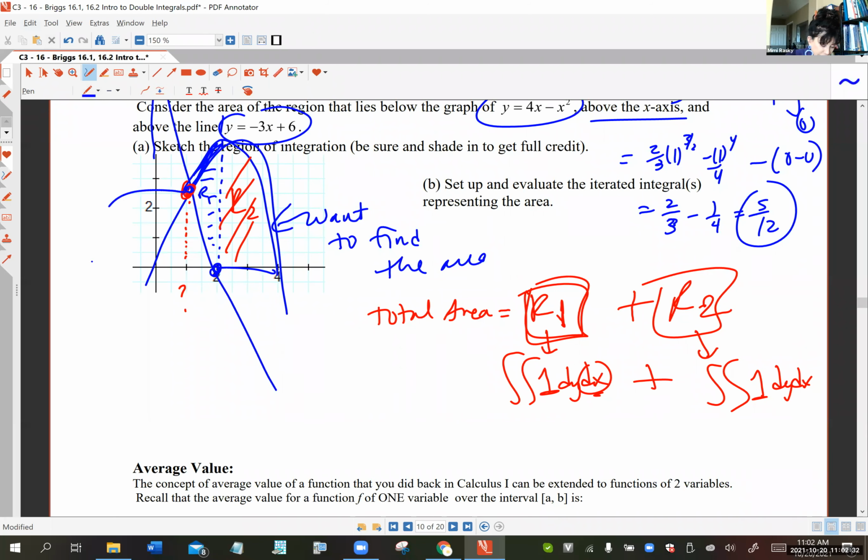So this intersection point is a pre-calc problem, and you remember you set the two equations equal to each other. When does y equal y? When does 4x minus x squared equal negative 3x plus 6?